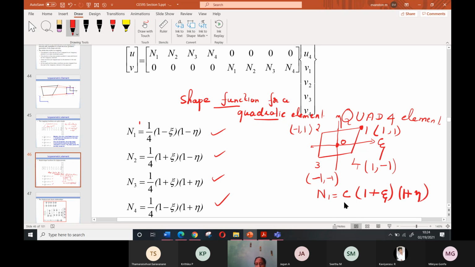I'll tell you how I got this value. I'm going to derive the shape function at node 1. How did I write this? At node 1 it is a constant, and I am going to find the constant. We have written some constant into d1x plus some constant into d2x, that is n1. You remember this from when we were deriving the CST element. If you want, I'll show you that also.